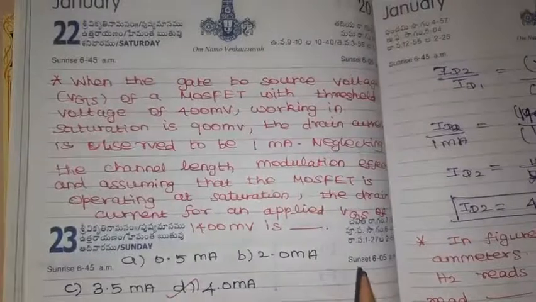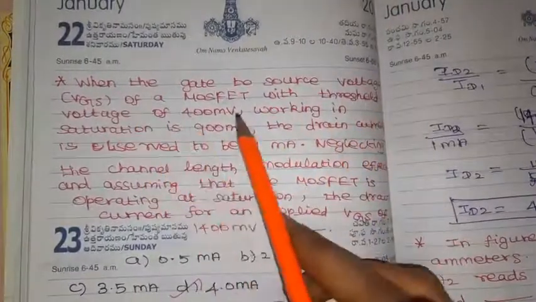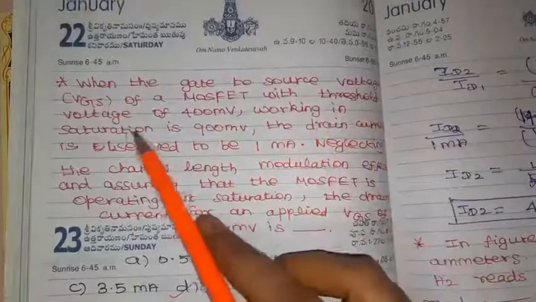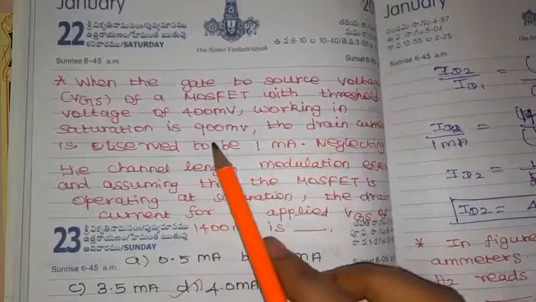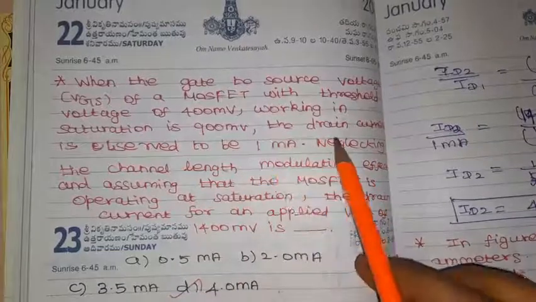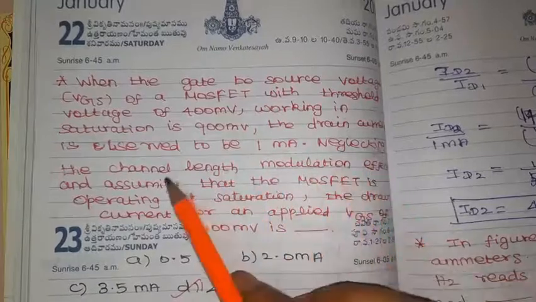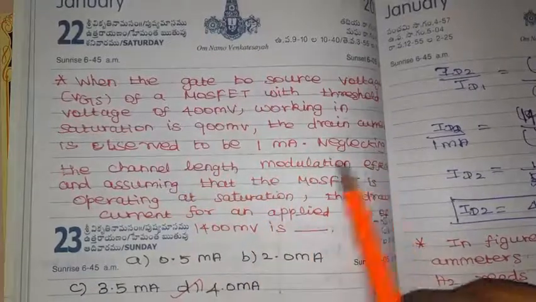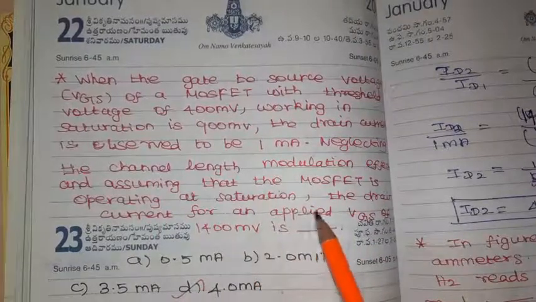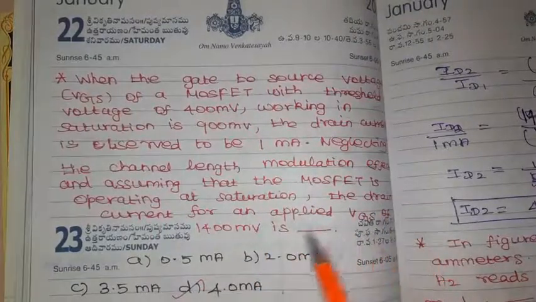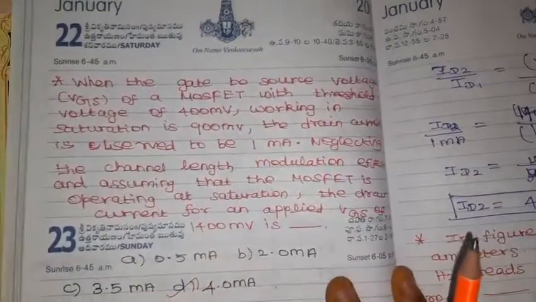We'll move on to the next problem. When the gate to source voltage VGS of a MOSFET with a threshold voltage of 400 millivolt working in saturation is 900 millivolt, the drain current is observed to be 1 milliampere. Neglecting the channel length modulation effect and assuming that the MOSFET is operating in the saturation region, the drain current for an applied VGS of 1400 millivolt is. Read the question very carefully.